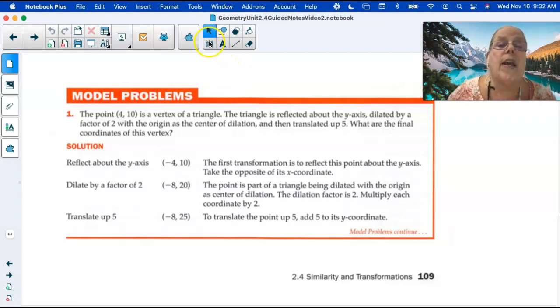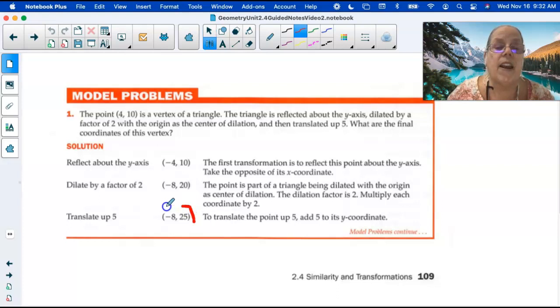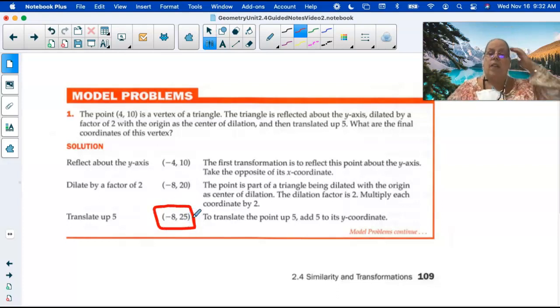So our final answer, old joke, beach ball of death, is (-8, 25). Okay, that's where it lands, and we're going to do a bunch of those. All right, ready for the next page?